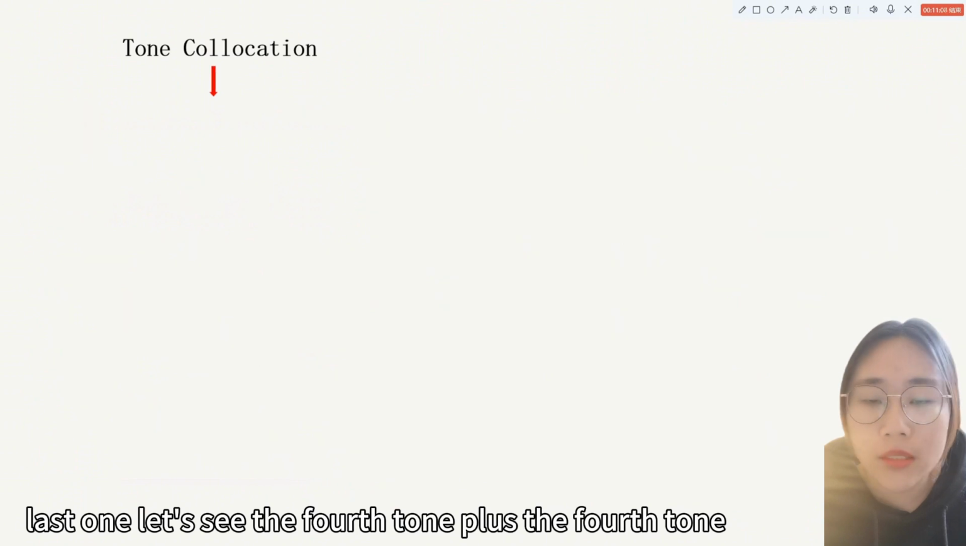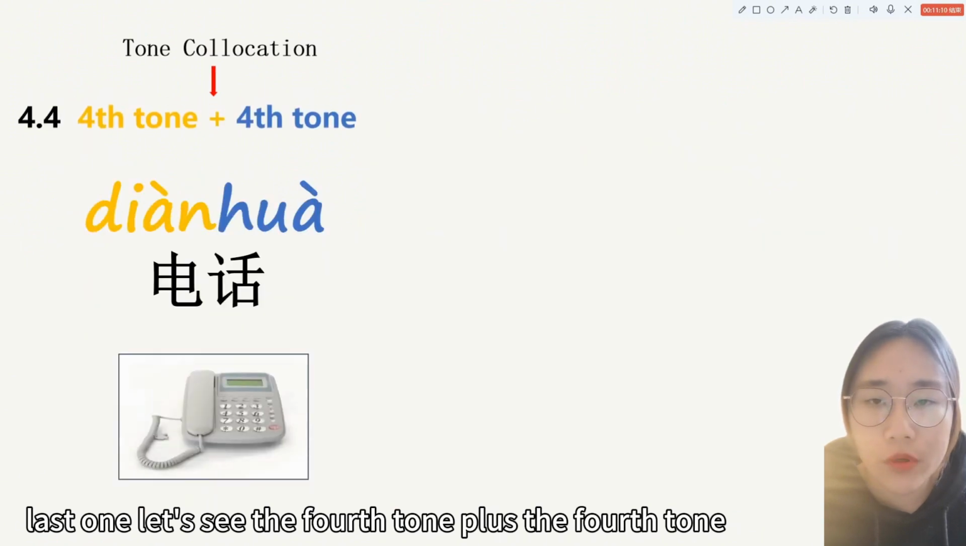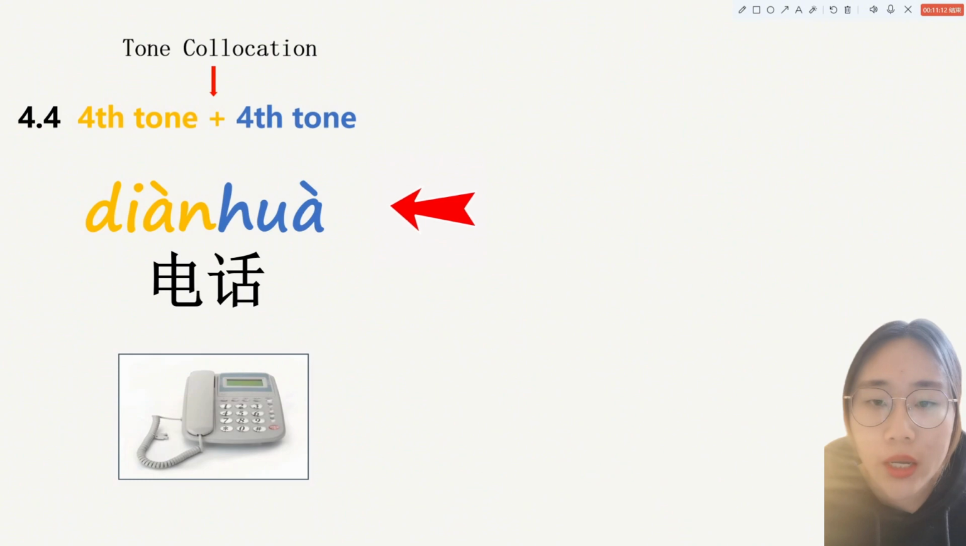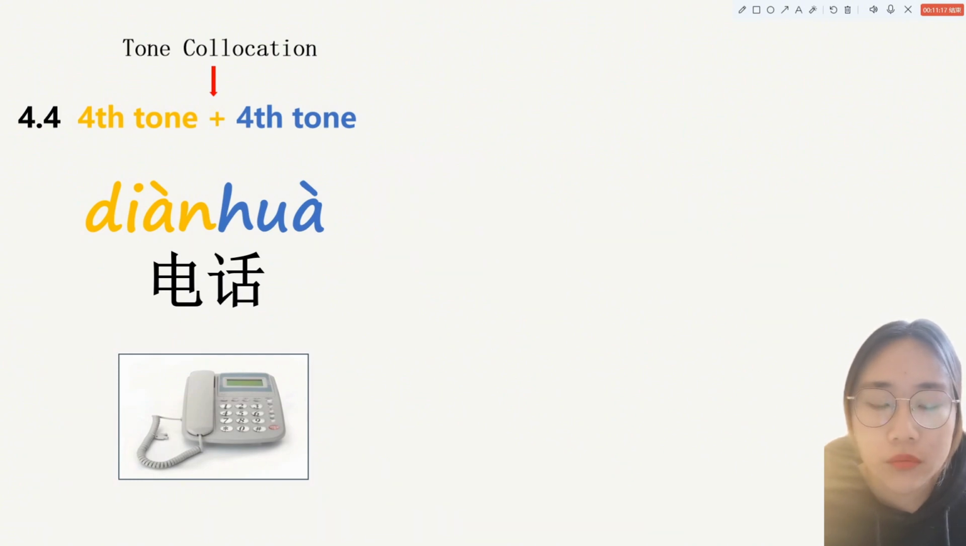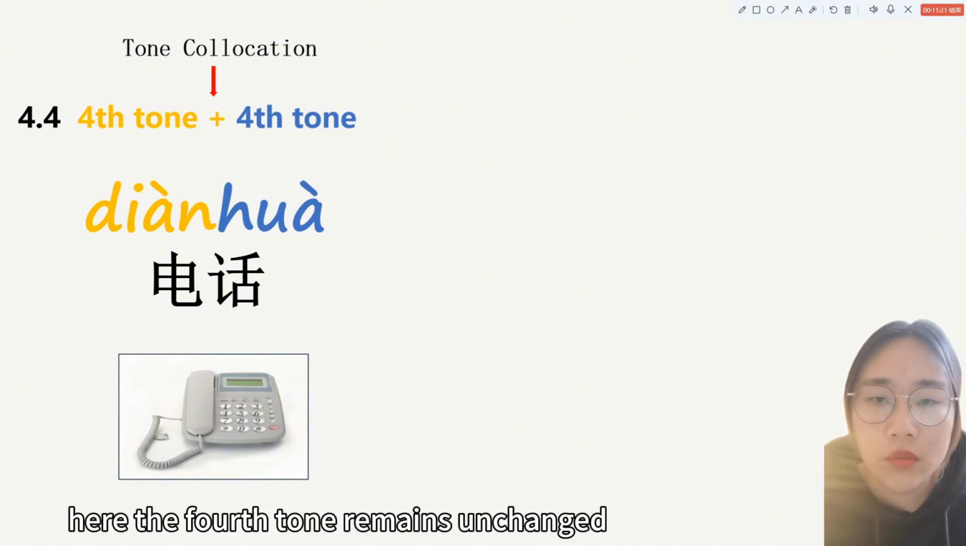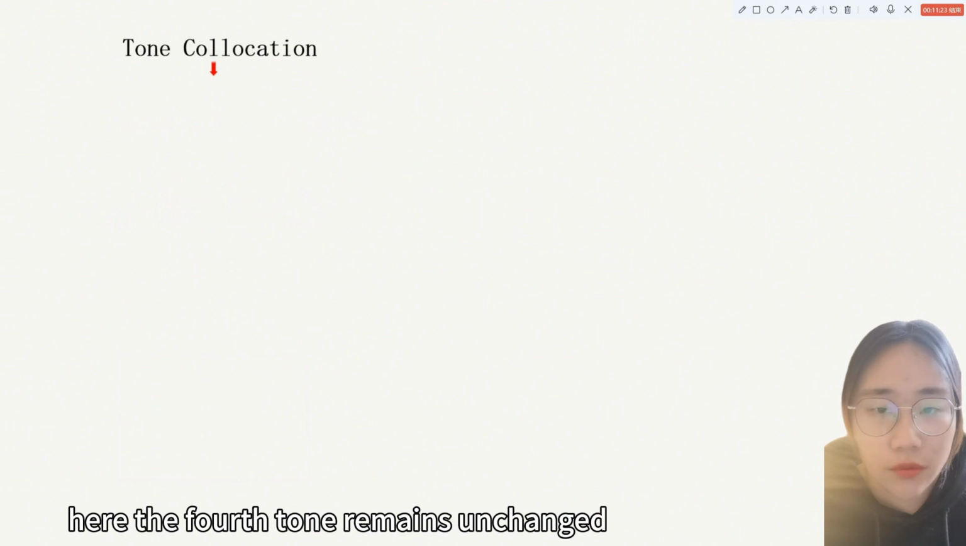Last one, let's say the fourth tone plus the fourth tone. 电话, 电话. It means mobile phone or fixed phone. Here, the fourth tone remains unchanged.